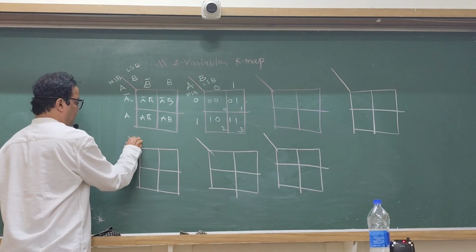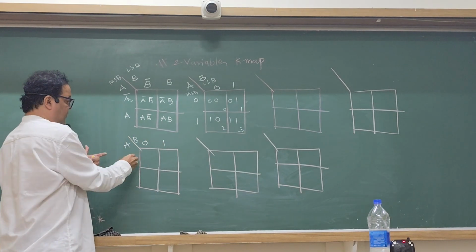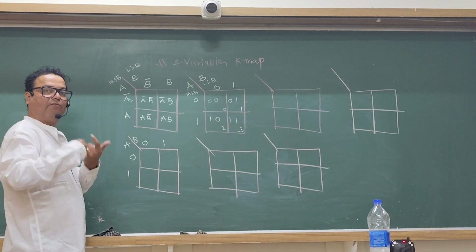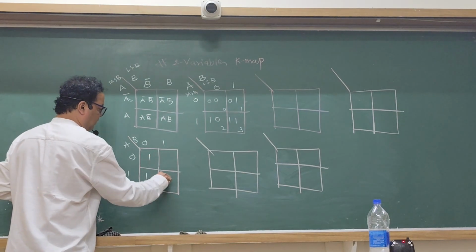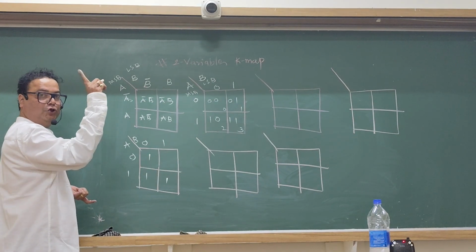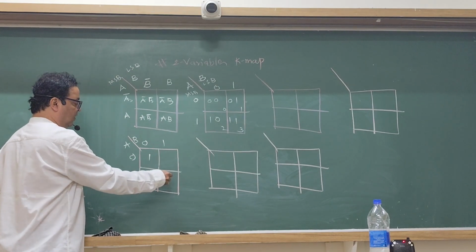Suppose I have A, B. Remember, these numbers inside are given by me. When we solve real life problems, those numbers will come from the question. So suppose 1, 1, 1. I said, guys, what should we do? There are 3 ones. Rule number 1: all ones should be covered. How many ones are there? 3. All should be covered.